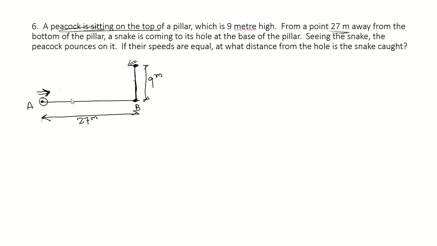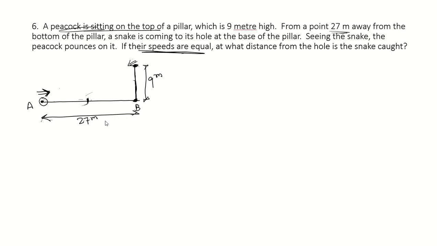Now it's said if their speeds are equal, at what distance from the hole is the snake caught? Since their speeds are equal, they will get caught somewhere here. But the thing is, since their speeds are equal, the distance the snake covers and the distance the peacock covers in the same time is the same, right? Because they are caught at some point.